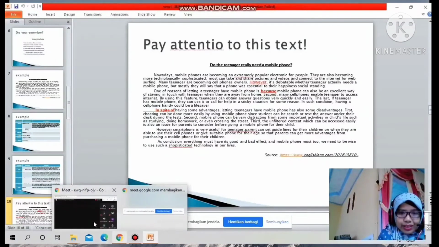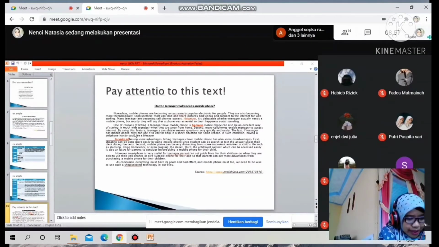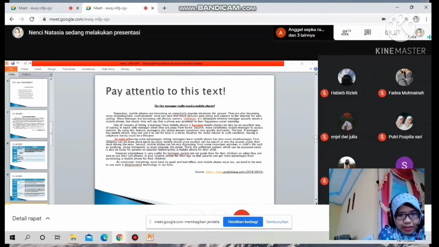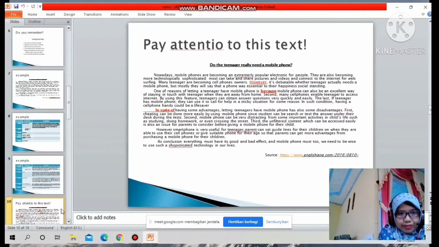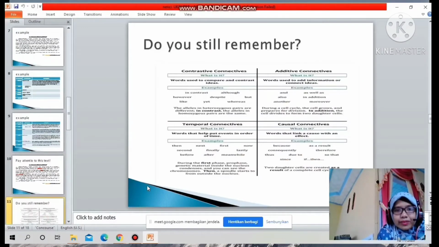Okay, look at this slide. Maybe you ask me why some words here have red highlighting. They are contrastive, additive, causal, or temporal connectives. So let's go on.